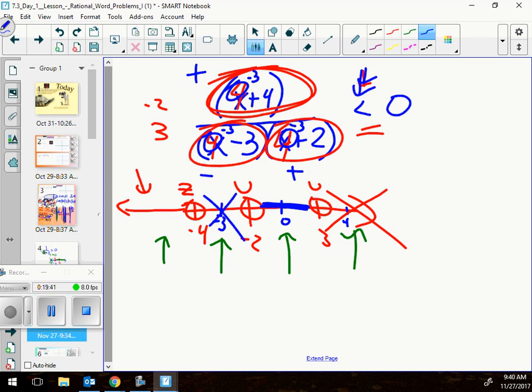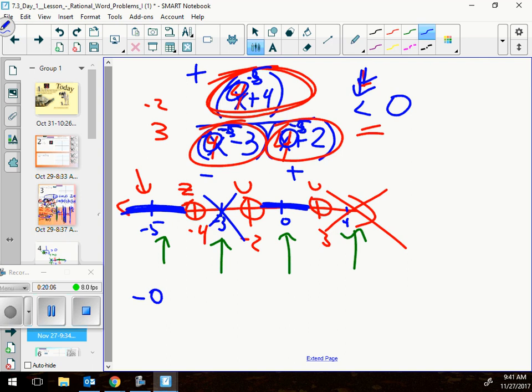And I bet you this area works, but I don't know until I test it. Okay, I'm going to test negative 5 and see if it works. Negative 5 going in here makes it negative and negative. It's 3 negatives. What does that make? Negative. Is a negative less than 0? Yes, it is, so it works, and there we go.